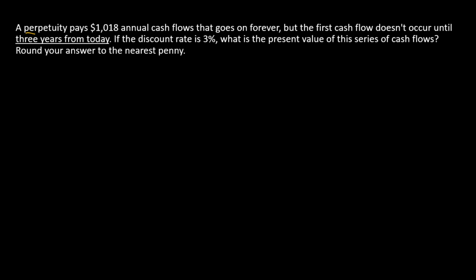This problem, just the language gives away the structure. It tells us we've got a perpetuity. So we're looking for a constant cash amount that's paid every year forever. And here that constant cash amount is 1018. There we see it going on forever.